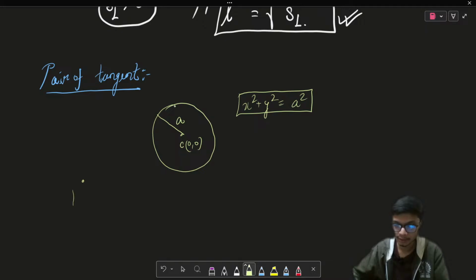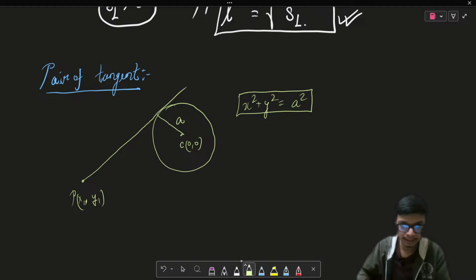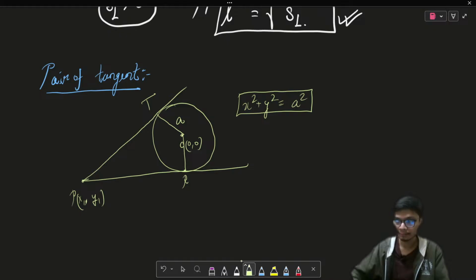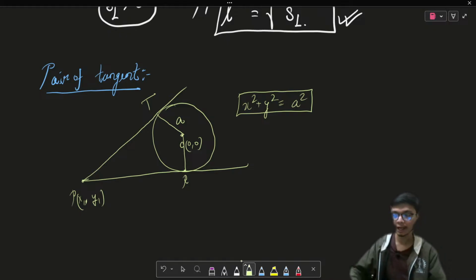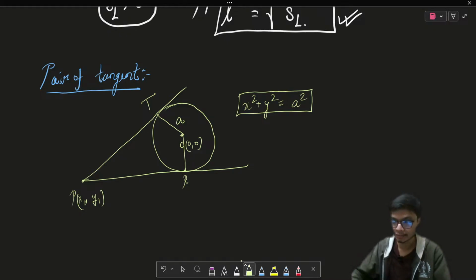Now, if I take any point exterior to the circle, that is my x1 comma y1, then from this exterior point to this circle I can draw two tangents, which is also called a pair of tangents, right? Let us call this point T, and similarly let us call this particular point R, right? So now what I have to do is write down the equation of this PT and the PR and get a combined equation of it, right?